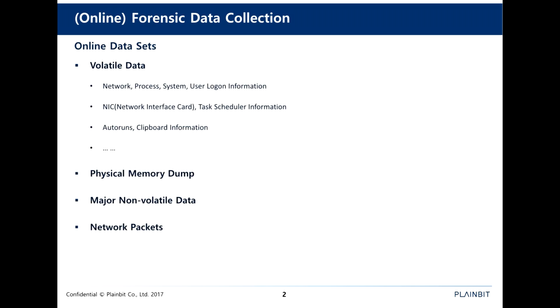Active data consists of data that disappears when the system is powered off, such as network information, process information, and user logon information. Physical memory makes the entire RAM area into a file, and the data enables terminated process tracing, hidden process tracing, and exploits tracing. Inactive primary data is data that does not disappear when the power is off, but can be collected together during the online collection process to maximize the efficiency of the initial analysis. Lastly, network packets are collected only if the attacker or malicious code in the current system is determined to be a real-time attack.